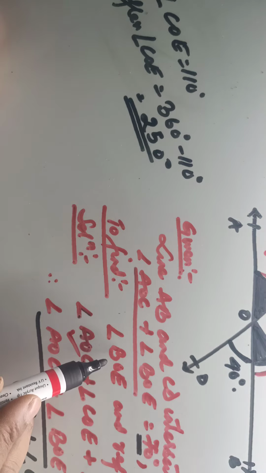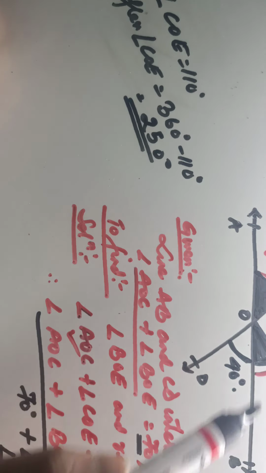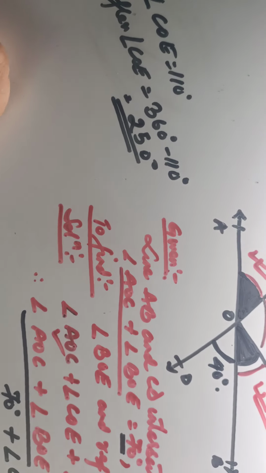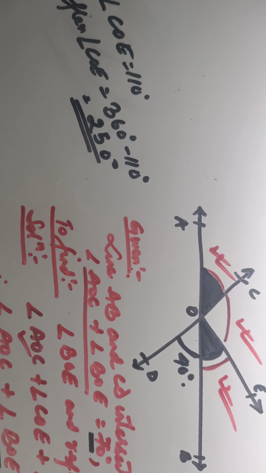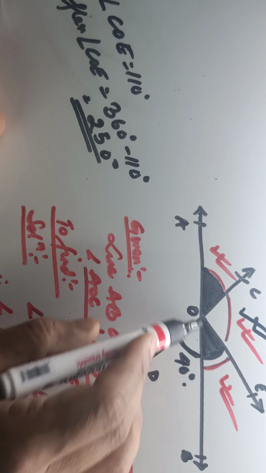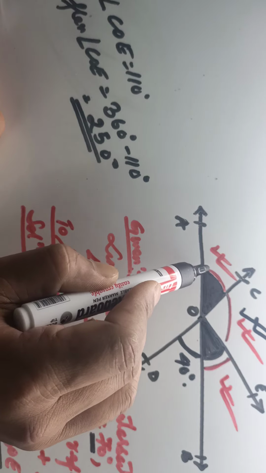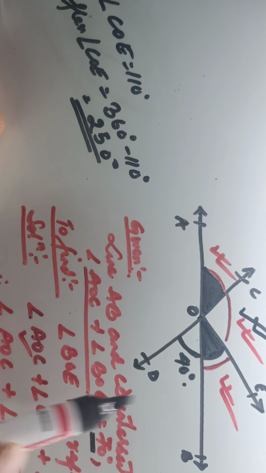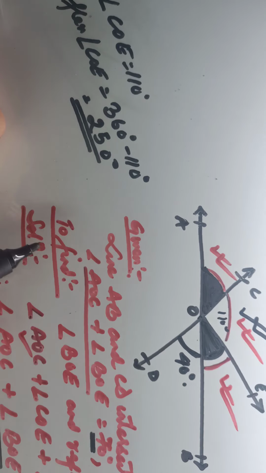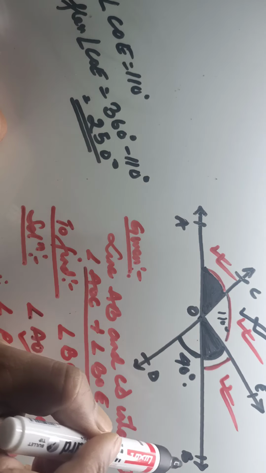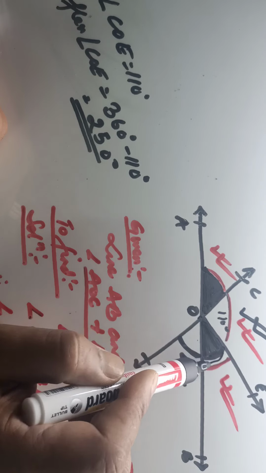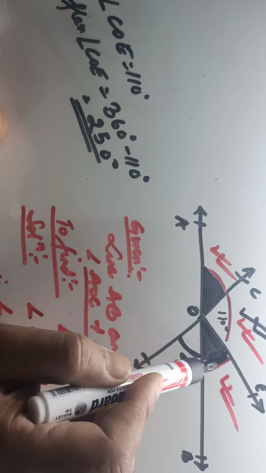Now I have to find angle BOE. So once again we will come to the problem here. I have got the reflex of COE. Now I have to find angle BOE. This angle plus this angle is already given as 70, and just now I got this angle as 110. Please keep in mind, this angle alone I have to find, angle BOE.